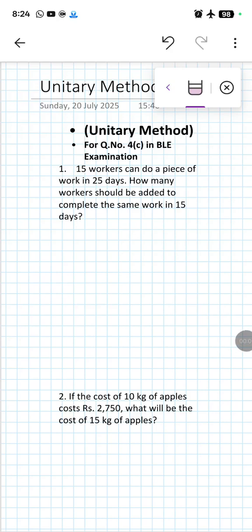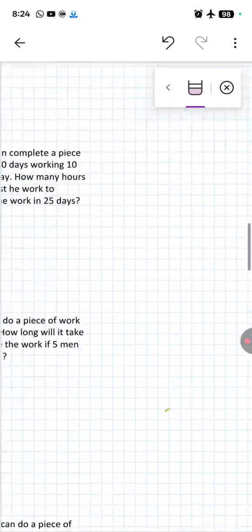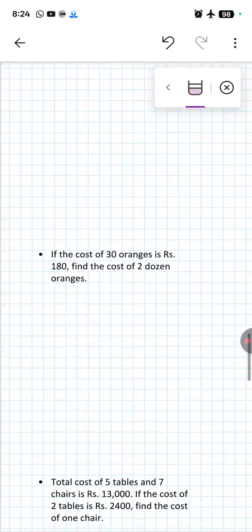Yes, well, hello everyone. Again, let us come back to the topic unitary method. In this topic, we have already done so many questions of BLE from question number 1 to 10. Maybe we have already done in part 1. So today we will be doing the questions given in BLE from last. So let us go to the last question. From there we will begin and we will come up.